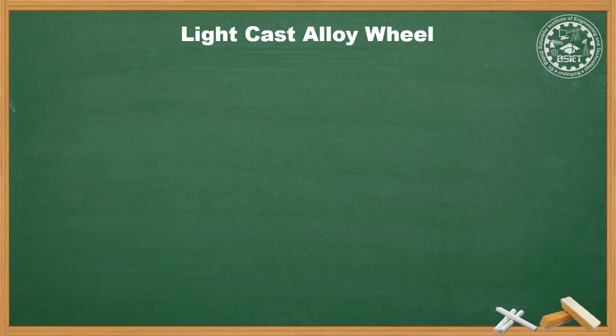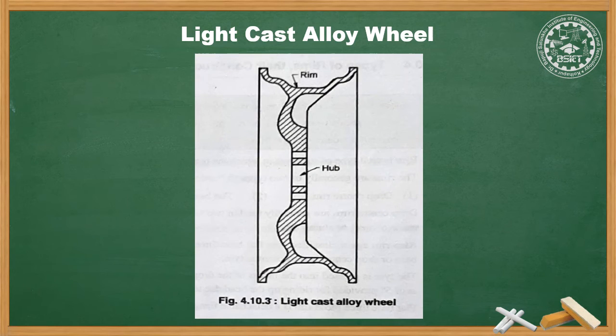The light cast alloy wheel, as shown in the figure of the cross section, has a wider rim and radial ribs which also act as angle spokes to provide strength and air circulation and also reduce the noise and vibration. Wider rims provide stability during cornering. Use of alloy improves appearance and provides corrosion resistant property. Cast wheels are generally used for cars, while forged wheels are preferred for heavy vehicles.